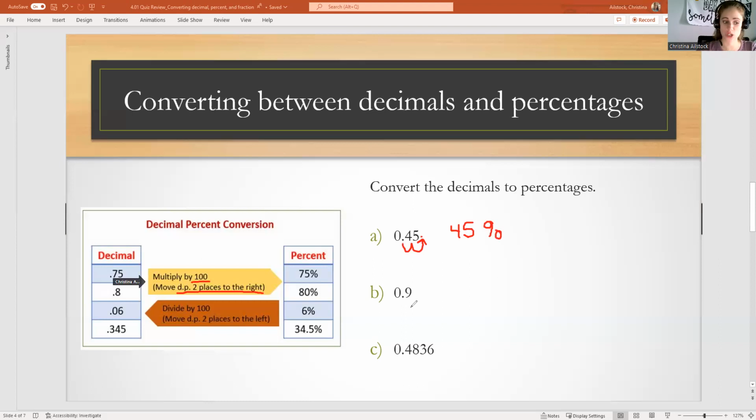If we look at question B, 0 and 9/10. If I want to make that a percentage, I need to move my decimal point 2 places to the right. So we're going to move it 1, 2 places. When I do that, notice that there's not enough numbers. There's an empty space. So that empty space gets filled in with a 0, giving us 90%.